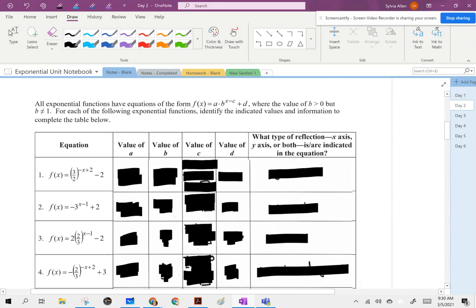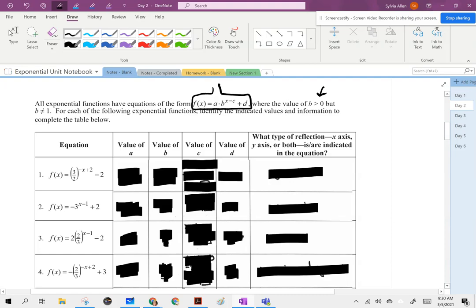All right, so now let's take a look at this second half right here. All exponential functions have equations in this form. So this is very important, okay? The value of b is always going to be positive and it's going to be greater than 0, but not 1. For each of the following exponential functions, identify the indicated values and the information to complete the table.